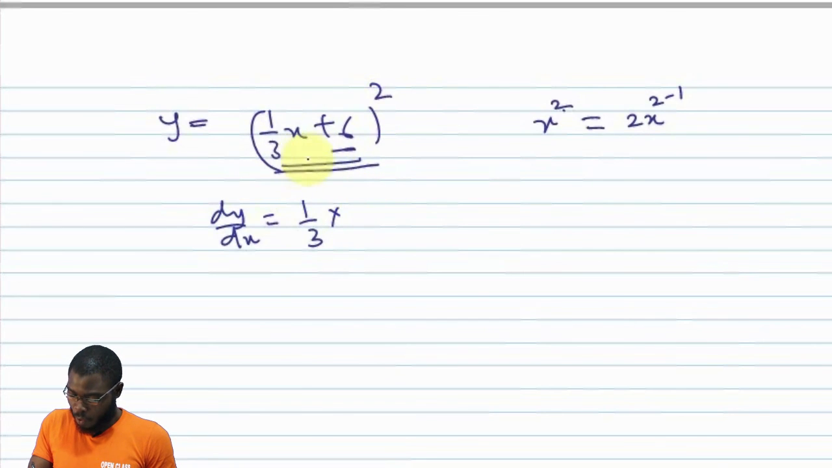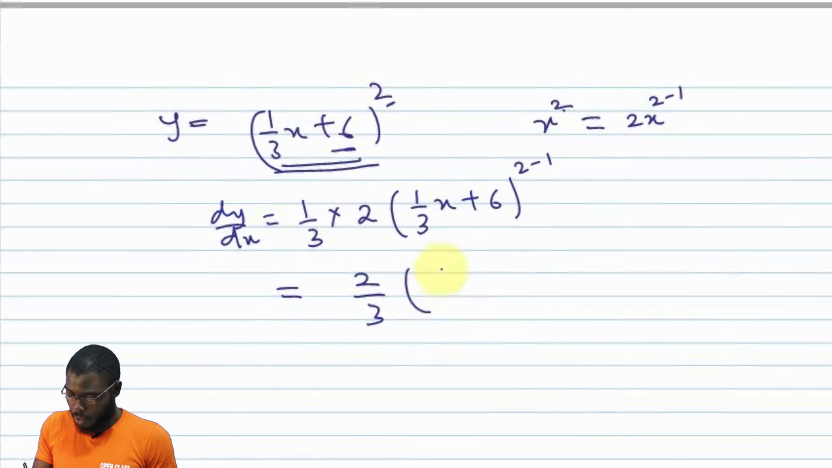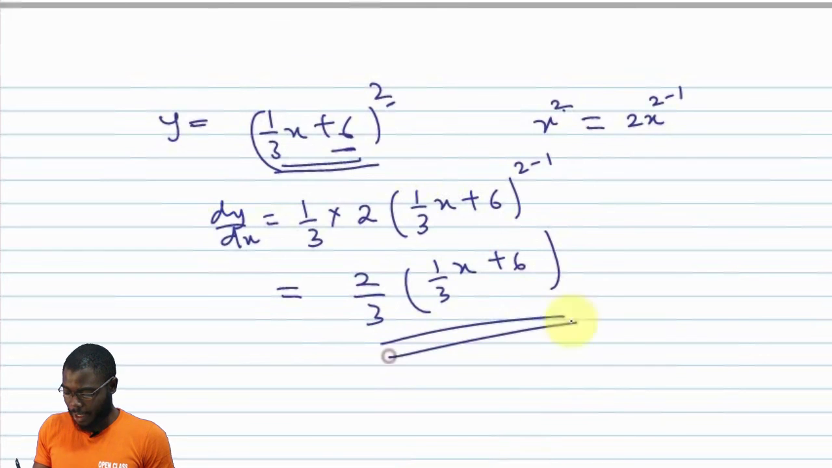You have differentiated what you have in it. So then you have 1 over 3. Then when you differentiate it as a whole, you multiply 2 by the coefficient here, so you get times 2 times, then you write it again, 1 over 3x plus 6. Then you just reduce this power by 1, that's 2 minus 1. So this is going to give us 2 over 3, then we have 1 over 3x plus 6, then 2 minus 1, 1. So you have it like that. So this is your answer.